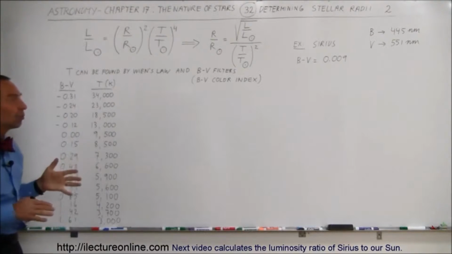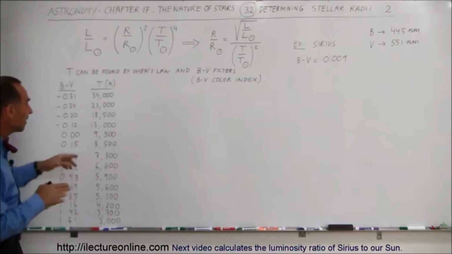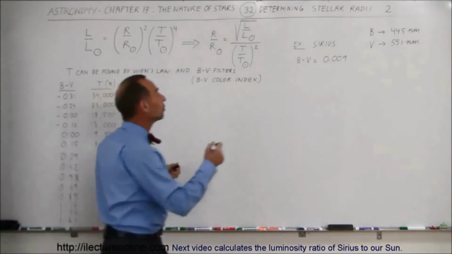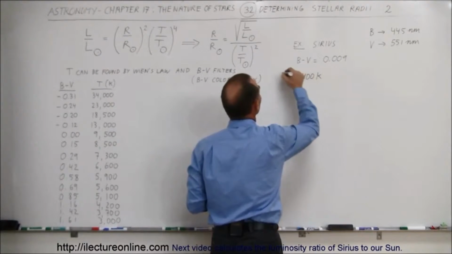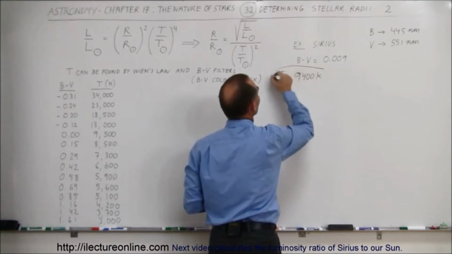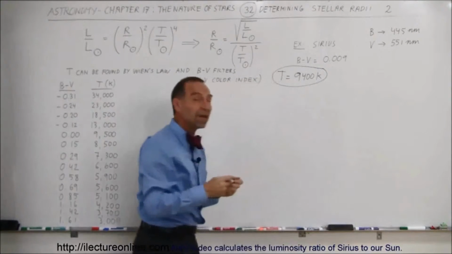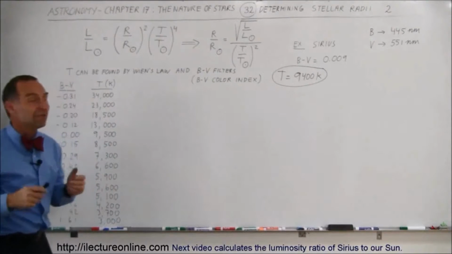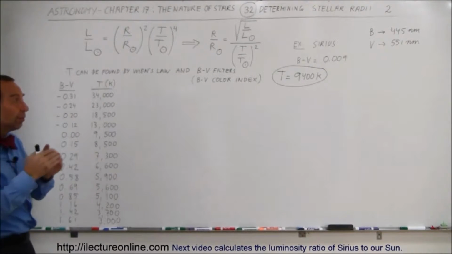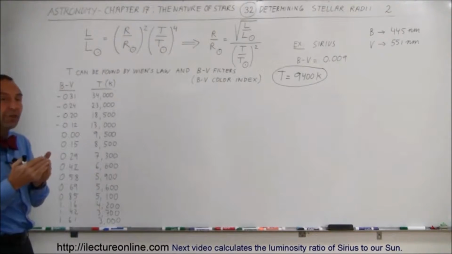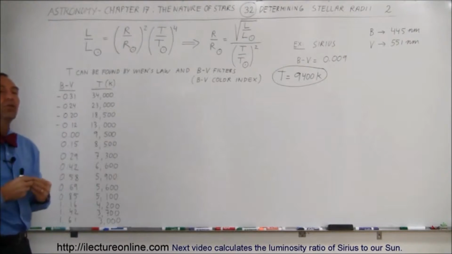So we can say that the surface temperature of Sirius is about 9,400 Kelvin. 9,400 Kelvin would be the temperature of Sirius based upon the measurements we made with the blue filter and the visible light filter. Notice that the more visible a star is through a filter, the smaller the magnitude number.